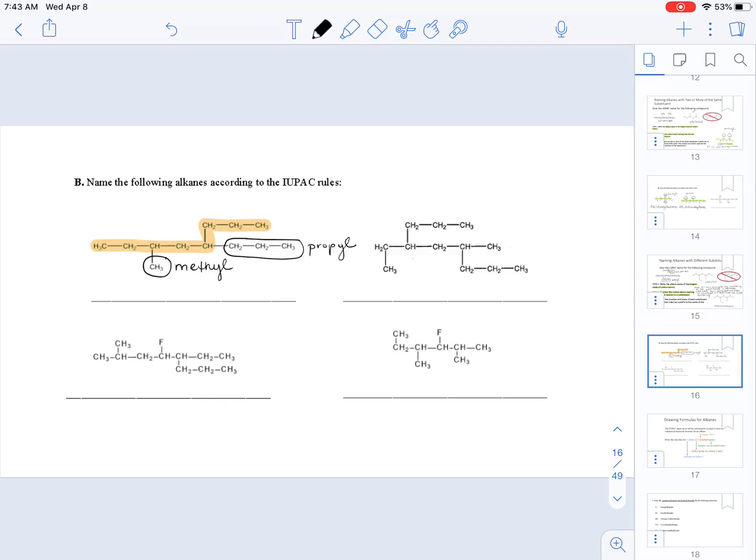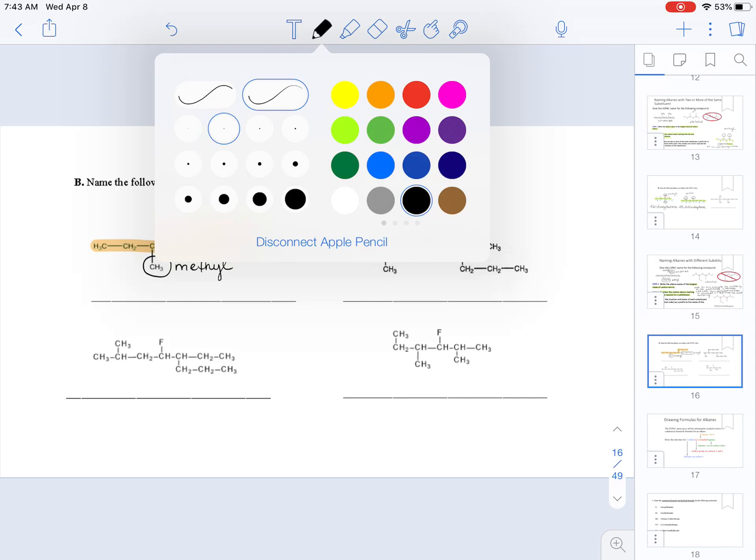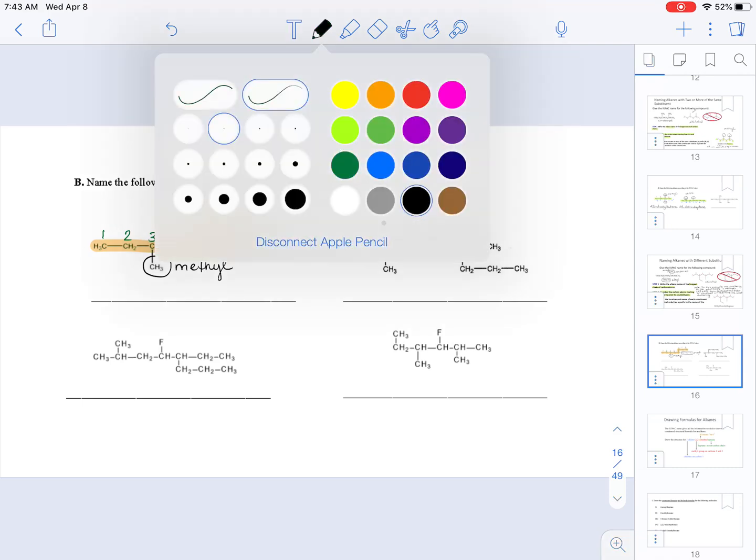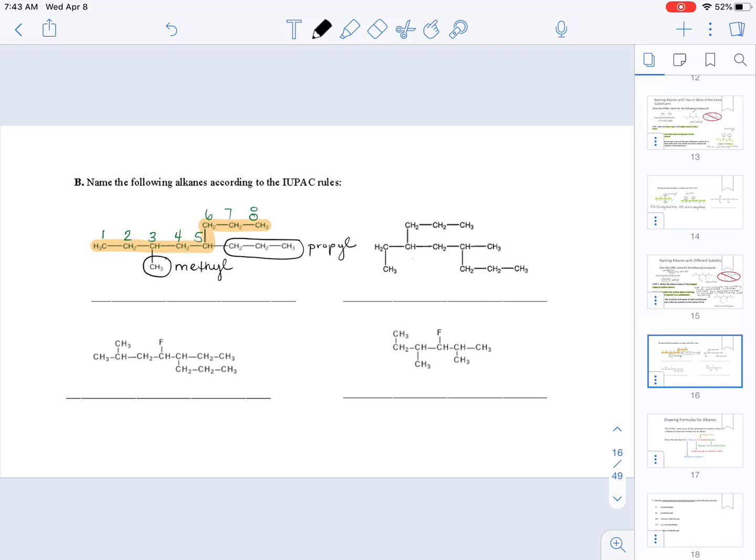Then, once I know the name of my substituents, we can number this carbon chain in order to give those substituents the lowest number. For this molecule, I'm just going to choose a different color to number it. If we number it from left to right and up, this is going to be carbon 1, carbon 2, carbon 3, 4, 5, 6, 7, 8. So that means that the name of my longest carbon chain is going to be octane.